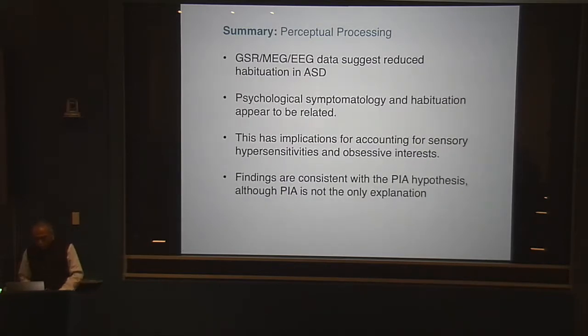So just to continue with the summary, the psychological symptomology as captured by the clinical scores and habituation appear to be related. So that gives us confidence that there might be some common processes leading to both of these kinds of phenomena. So this result of reduced habituation has implications for accounting for sensory hypersensitivities as well as obsessive interests.